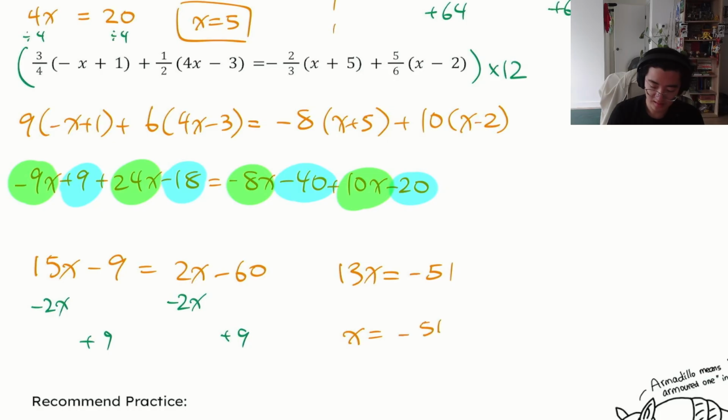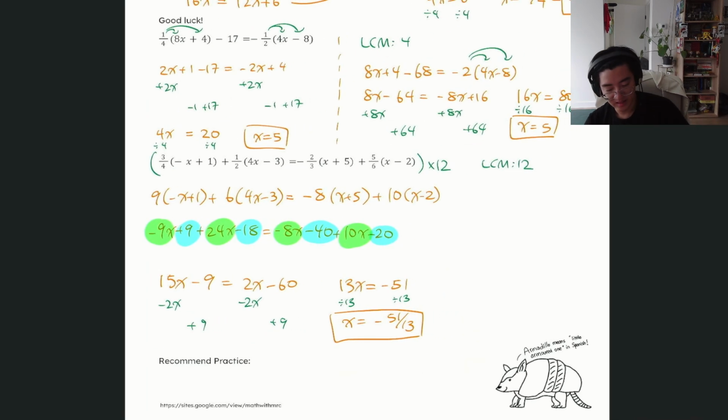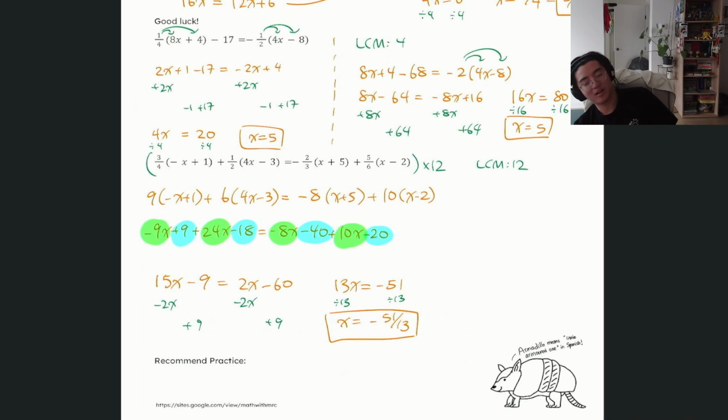So x, divided both sides by negative 13. Just negative 51 over 13 cannot be reduced, so we leave it like that. Oh, there we go. That's it. Oh man, that was a long one.